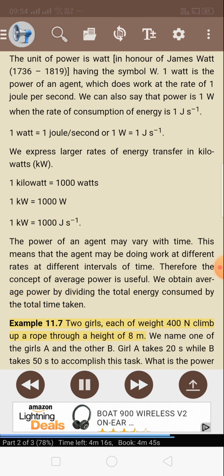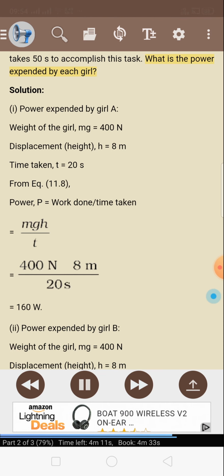Example 11.7. Two girls, each of weight 400 N, climb up a rope through a height of 8 meters. We name one of the girls A and the other B. Girl A takes 20 s while B takes 50 s to accomplish this task. What is the power expended by each girl?